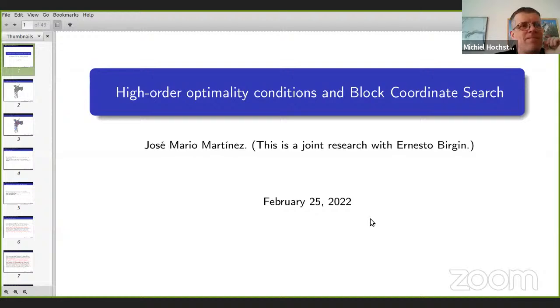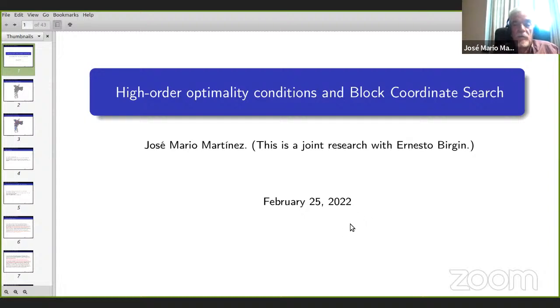Okay, so I am going to talk about block coordinate search. It's a classical area of continuous optimization. This is a joint research with my colleague Ernesto Virgin, who is a professor in the University of São Paulo. I am a professor in the University of Campinas. Campinas is a city of the state of São Paulo. The city of São Paulo is the main city of the state, and Campinas is another important city of the state.